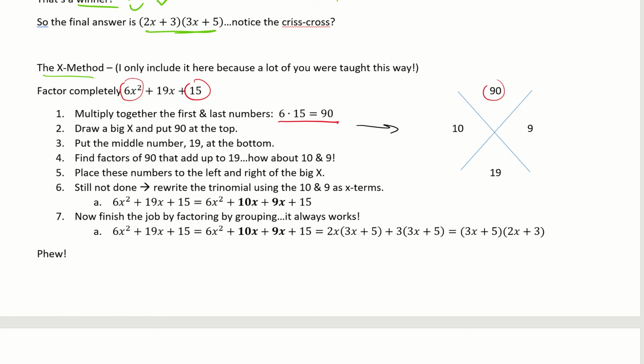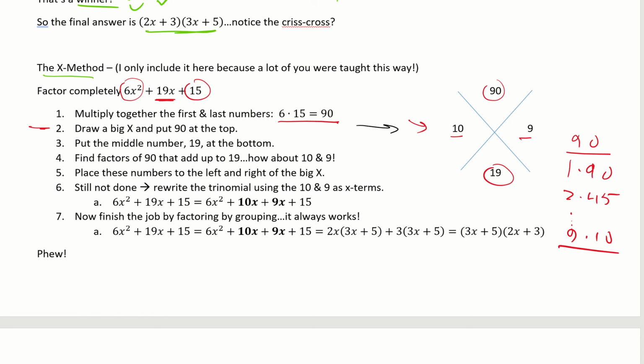That goes here. Then you take the middle number and you leave off the x and you put it down here. And then you're supposed to find the factors of 90 that add up to 19. So yeah, here's 90. You can start 1 times 90, 2 times 45, and 10 minutes later you finally get down to 9 times 10, and you found it. So you can put 9 and 10, or as I did, 10 and 9, you place it that way. So the X is really meant to help you find the two numbers, 9 and 10, that make the thing work.